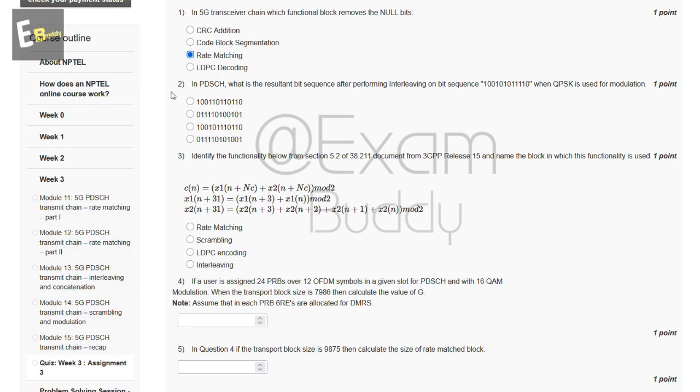Now the second question is: in PDSCH, what is the resultant bit sequence after performing interleaving on the given bit sequence when QPSK is used for modulation? So these are the options, and the answer of our second question is A.